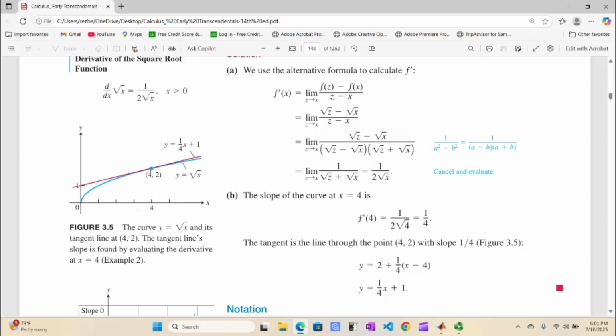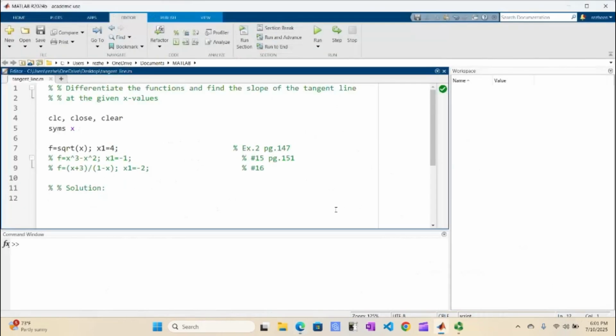And they also have a graph here. It's a nice graph. It shows both functions, the point, and so on. So we're going to also make this graph in our code. All right, let's go ahead and jump over to MATLAB.